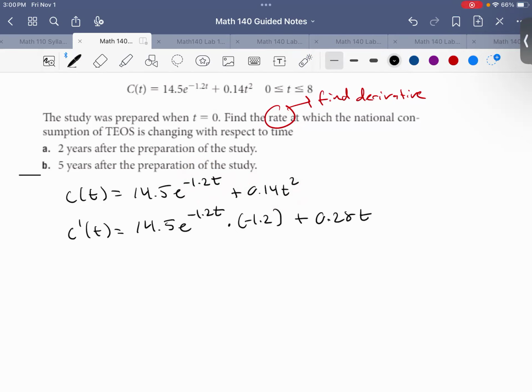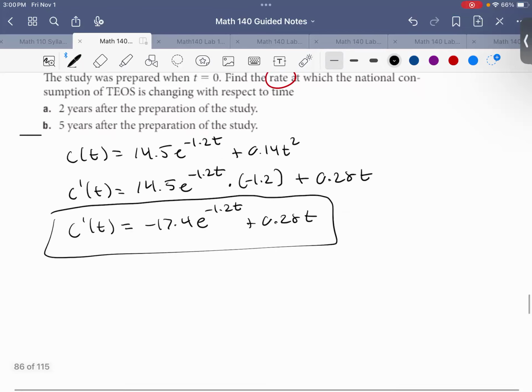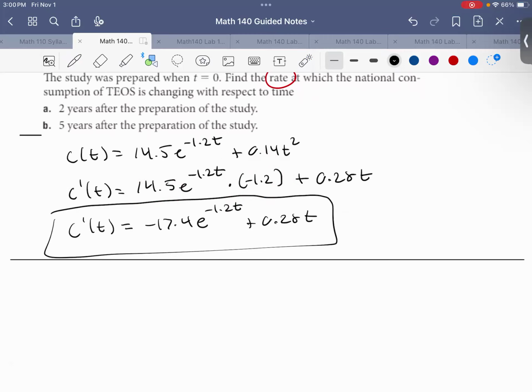Okay, so if we simplify this out, we would get the derivative to be negative 17.4 e to the negative 1.2 T plus 0.28 T. So that's my derivative. And that's just me multiplying 14.5 times negative 1.2. So that's my derivative. And now what I need to do is find the rate at 2 years, find the rate at 5 years. So what I need to do is plug in 2 and 5 into my derivative to get that rate.